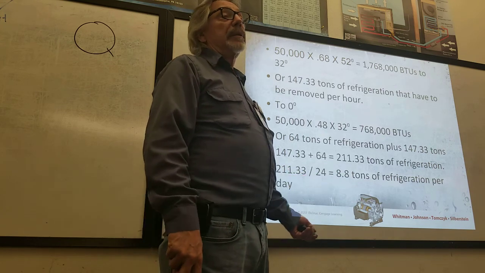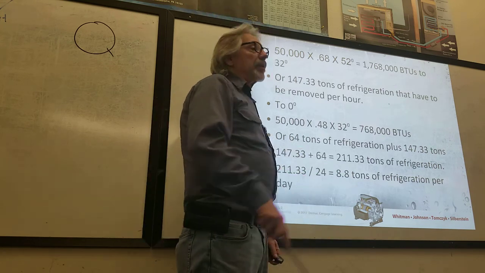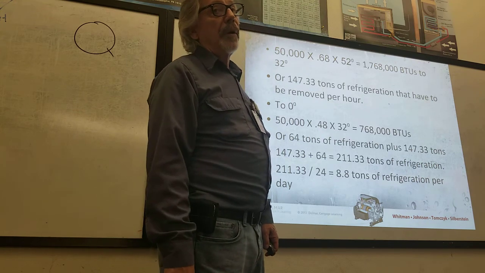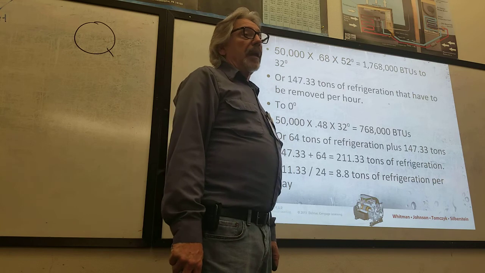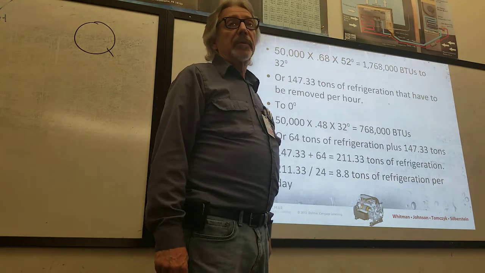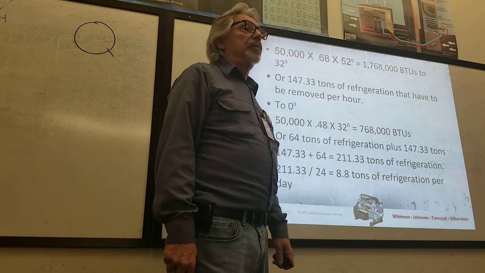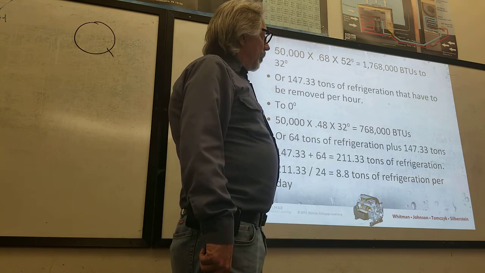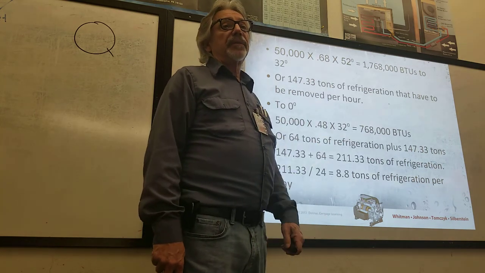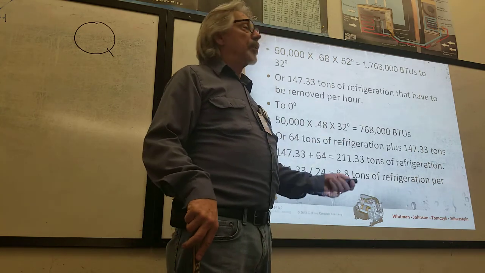So 8.8 tons times 12,000 is how many BTUs you're going to have. This example would be like for a slaughterhouse, if you're going to store it at a low temperature before you process it, for long-term storage. This is actually how it's done. This is actually the process of sizing walk-ins and refrigerators.